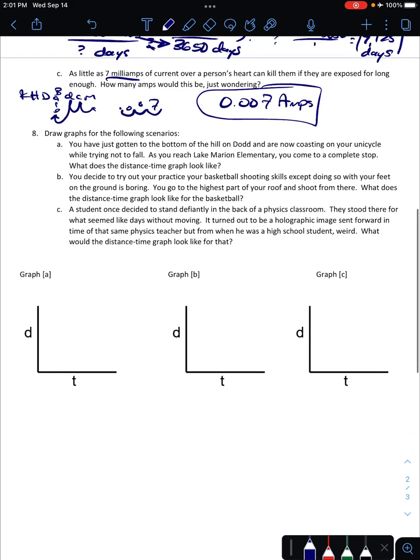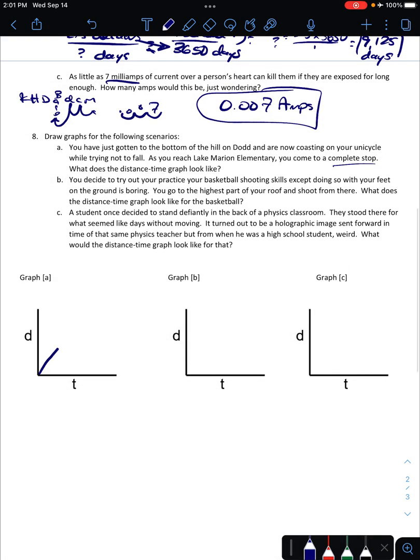Draw graphs for the following scenarios. You've just gotten to the bottom of the hill on Dot, and you are coasting on your unicycle while trying not to fall. As you reach Lake Marion Elementary, you come to a complete stop. What does the distance versus time graph look like? Okay, so if we come to a complete stop, that means that we have to be slowing down as we go that way. All right, so we're gonna take this thing and then make it nice and flat at the end.